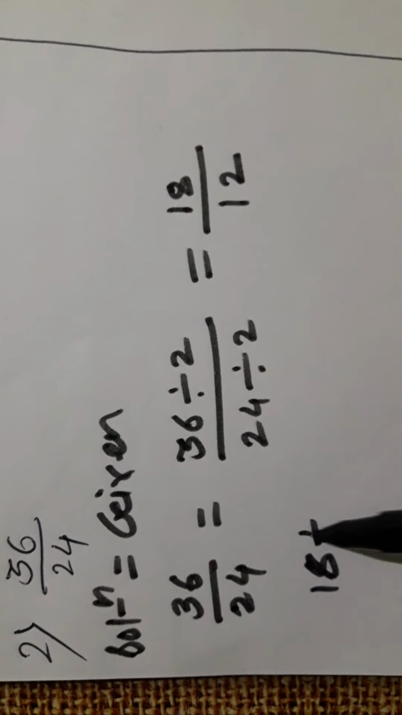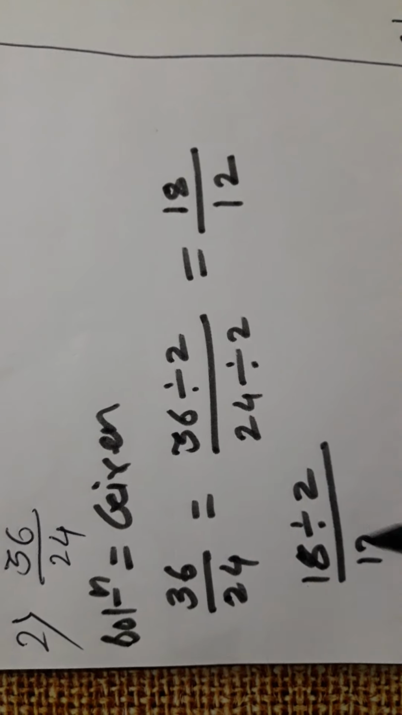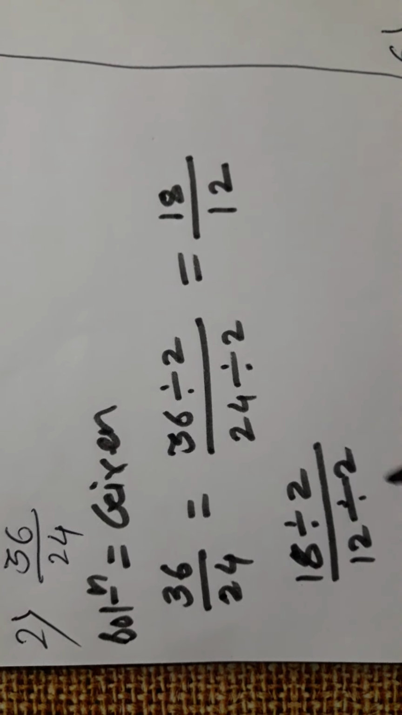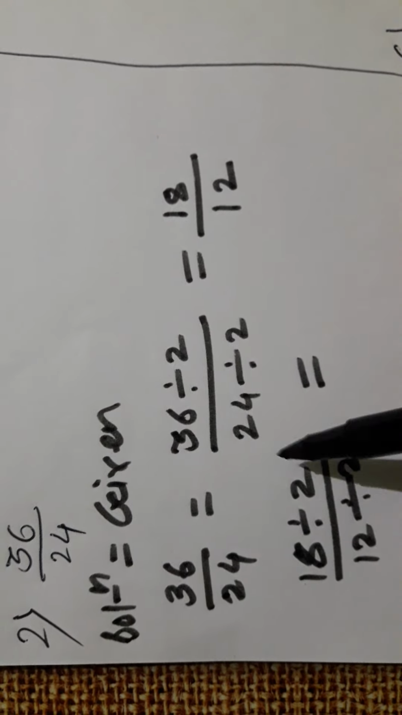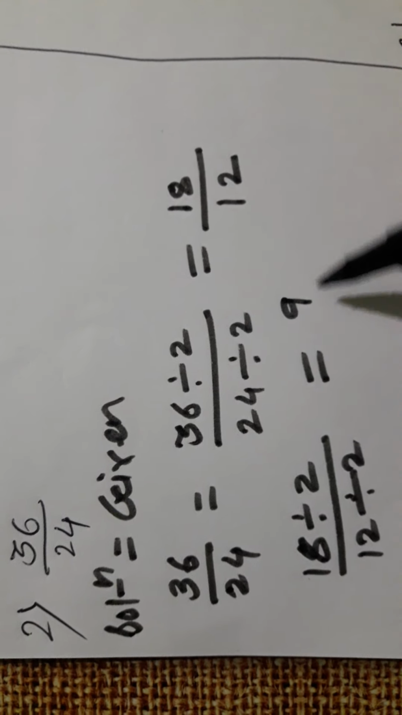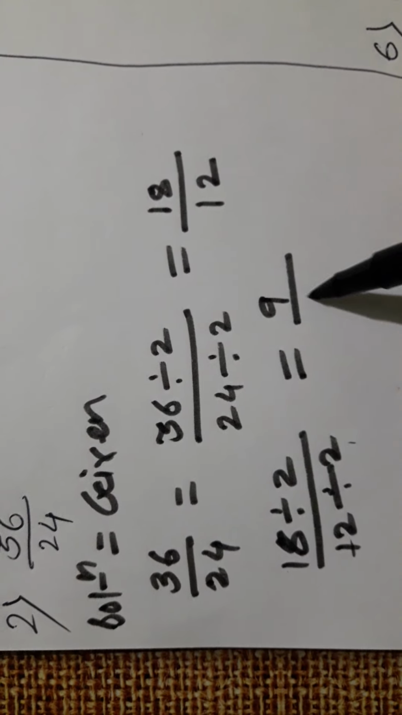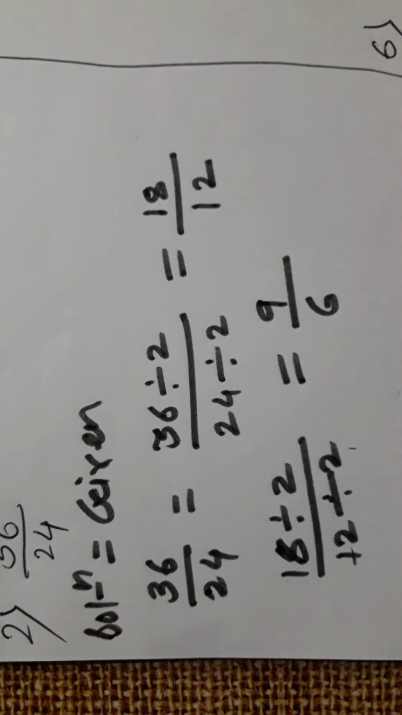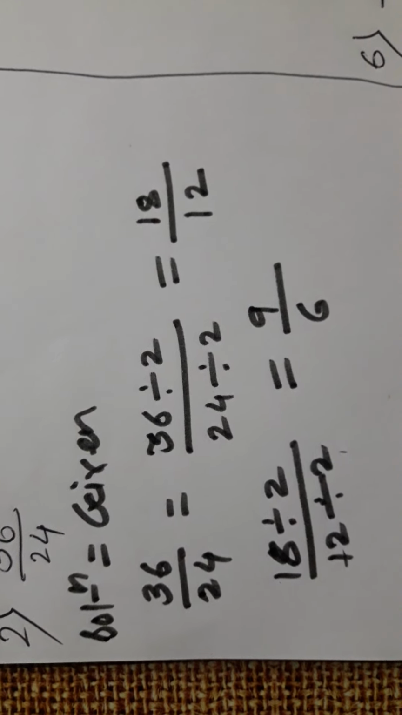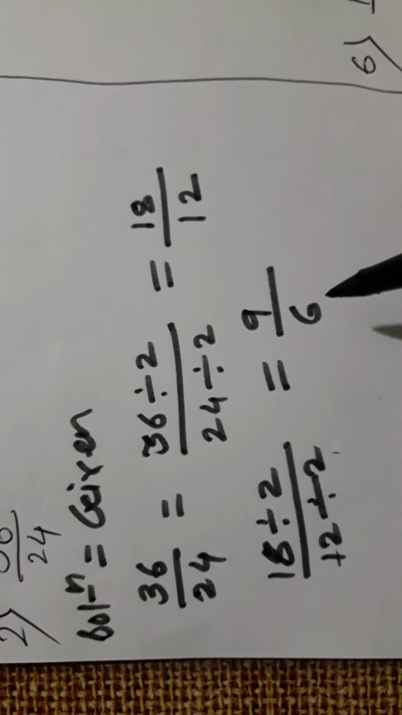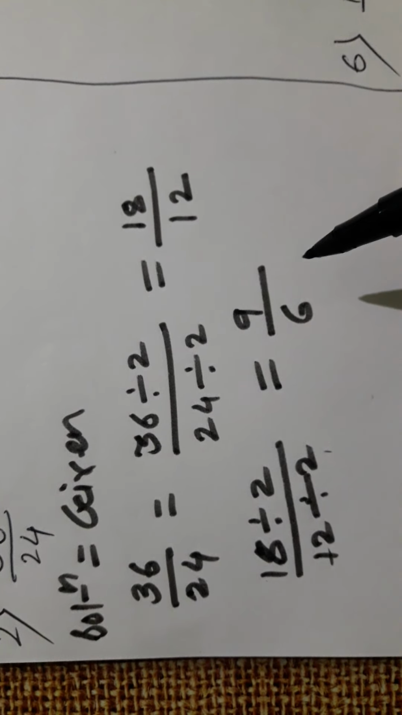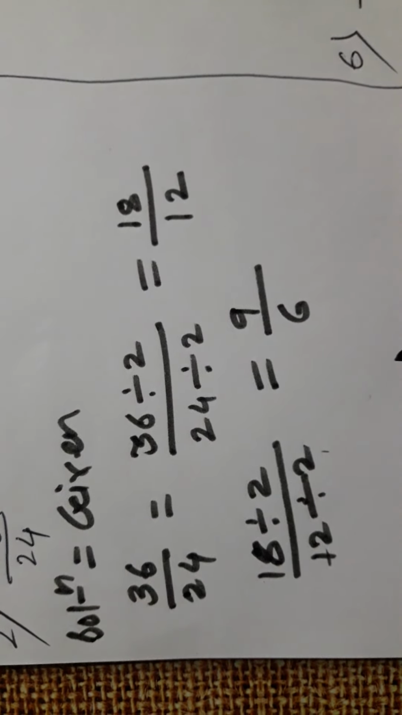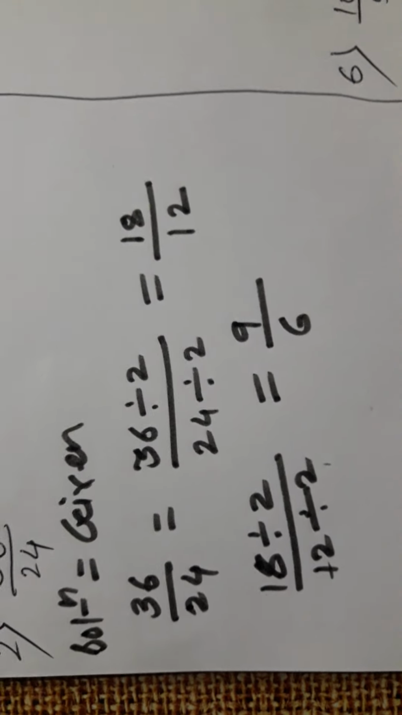Means 18 divided by 2 and 12 divided by 2. What will we get? See here, 2 ones are 2, 2 9s are 18, 2 ones are 2, 2 6s are 12. Can we divide this 9 upon 6 by any number? Again, can we divide by 2? We can divide 6 by 2, but 9 is not possible, because in the table of 2, 9 is not there. Then think about the 3.